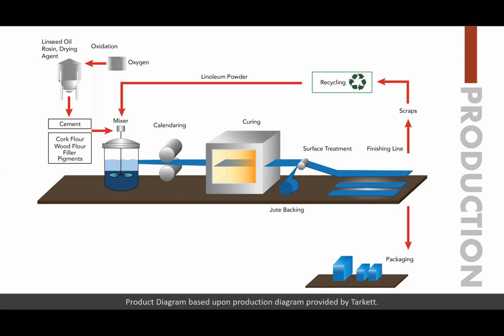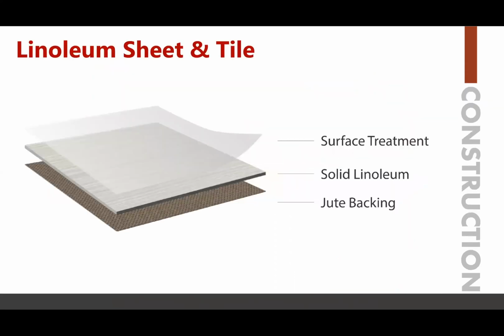After approximately 14 days, the material is taken out from the drying room to the trimming department, where the factory finish is applied on the surface of the product and the end inspection is completed. Lastly, edges are trimmed and the sheet is cut to length intervals of approximately 32 meters. Trimmings and rejected product are reused. As you can see, it comes back in the recycling process from the scraps back into linoleum powder and back through the process again. Linoleum sheet and tile construction has a surface treatment, the solid linoleum, and the jute backing.